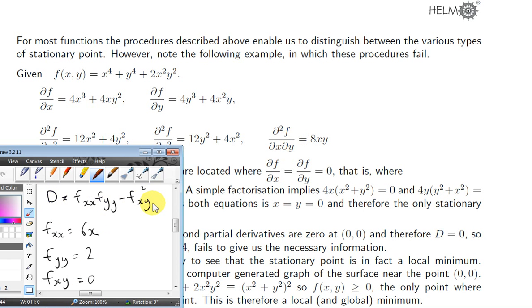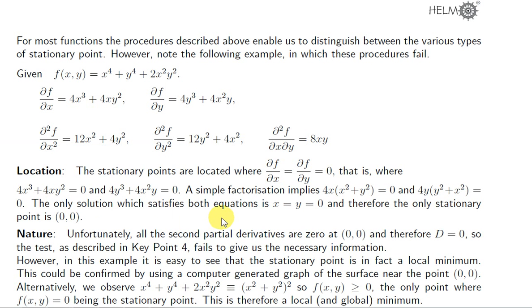That means that d is equal to 0. See, if these three are 0, then obviously d is 0. And we know that if d is 0, the test is inconclusive. So we cannot tell what kind of a stationary point (0, 0) is from that test.